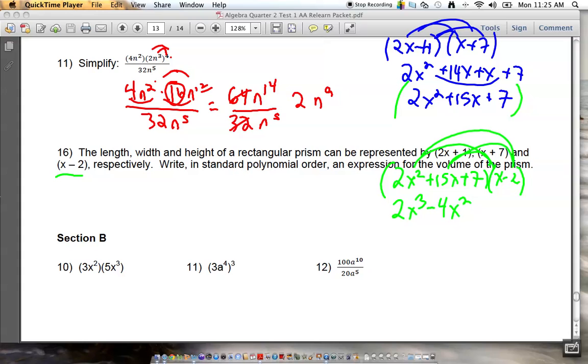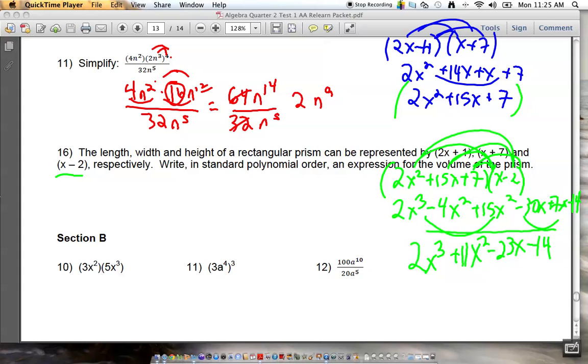Now I'm going to do the 15x times both of them. 15x times x is positive 15x squared. Positive 15x times negative 2 is minus 30x. And now I'll do the 7 times both, which would be plus 7x and minus 14. These guys can be combined, so can these. 2x to the third plus 11x squared minus 23x minus 14. And that is my expression for the volume all multiplied out.